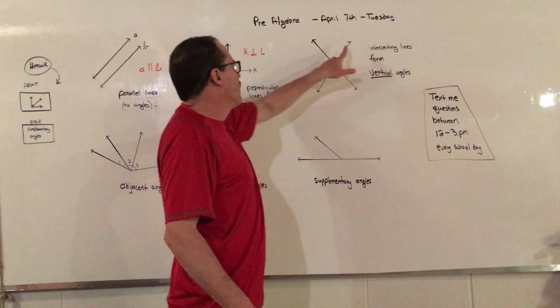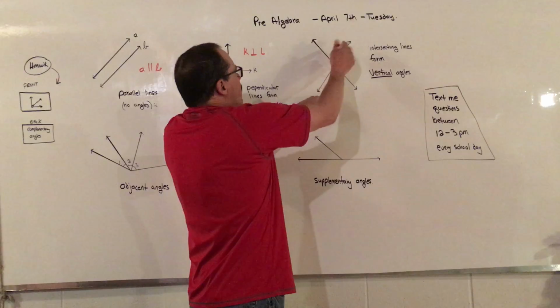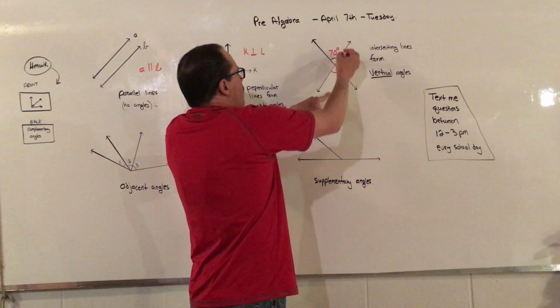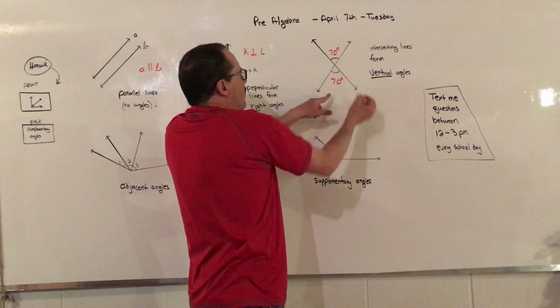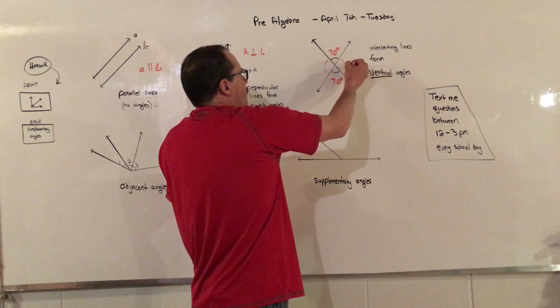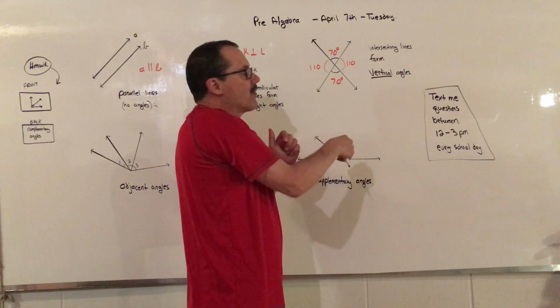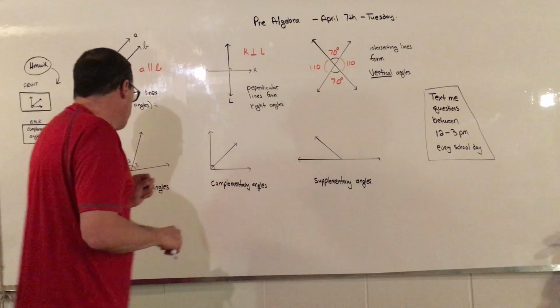Vertical angles are intersecting lines that cross like on a railroad tracks. And the biggest thing about that is if this angle up here is 70 degrees, then the one underneath it is 70 degrees. They have to be equal. And then you can also figure out this one over here would have to be 110 and 110, because it has to add up to a full circle, which is 360 degrees.